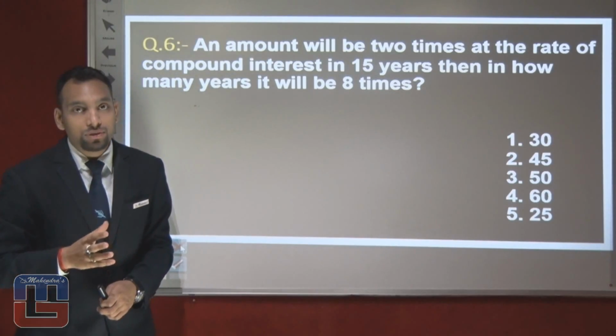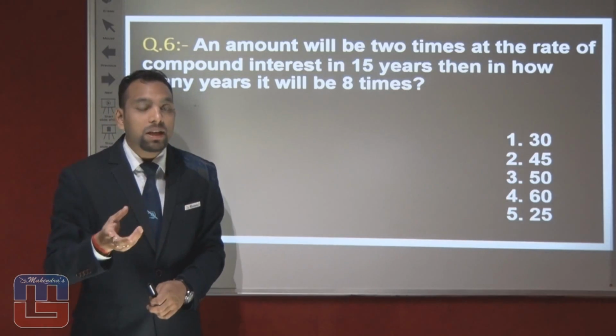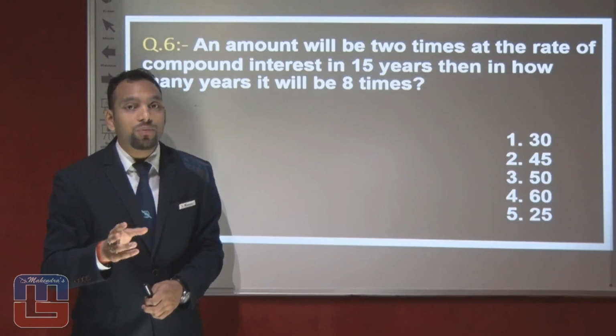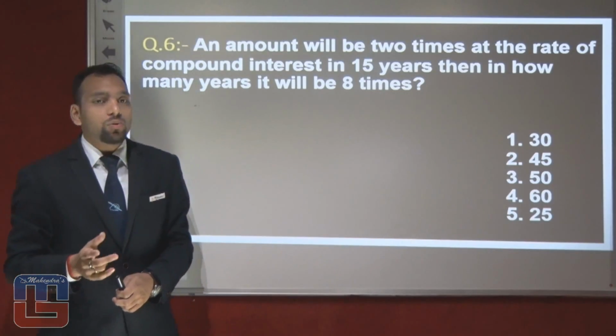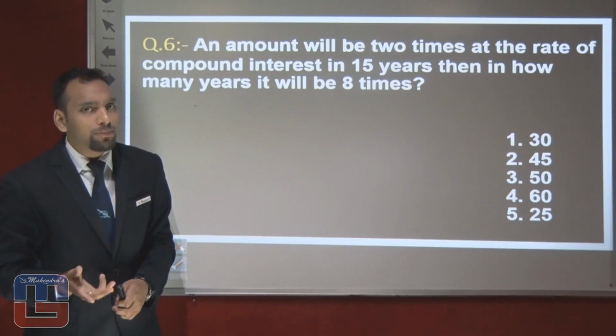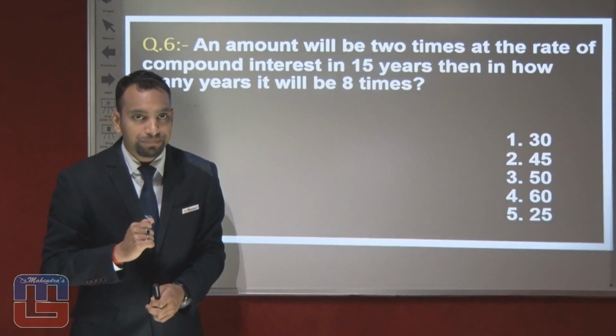Now see, the question is saying an amount will become 2 times at the rate of compound interest in 15 years. That means in compound interest a sum of money will become 2 times in 15 years. Then in how many years will it become 8 times?